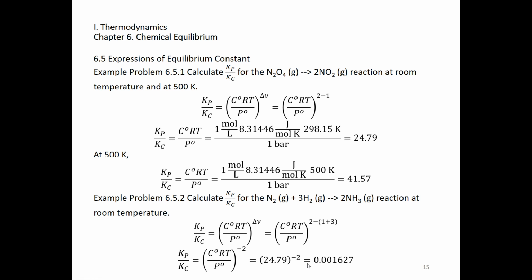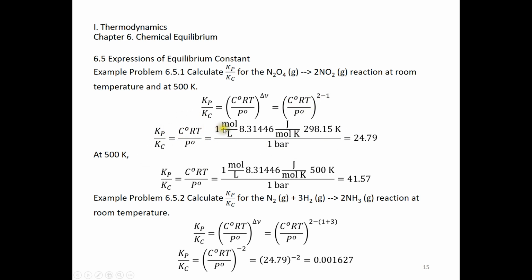Now let's look at one numerical example. Let's calculate K sub P over K sub C for this chemical reaction. This is the equilibrium constant of pressures. This is the equilibrium constant of concentrations. We're going to compute the ratio at room temperature and 500 Kelvin. So first, room temperature. K sub P over K sub C is this, and delta nu is 2 minus 1, so we have this equation. And now we have just C naught RT over P naught to the power of 1, so it's just right here. We plug in all the numbers.